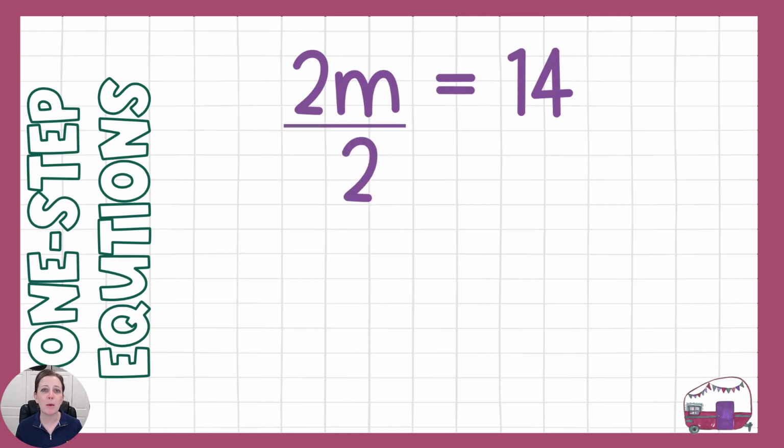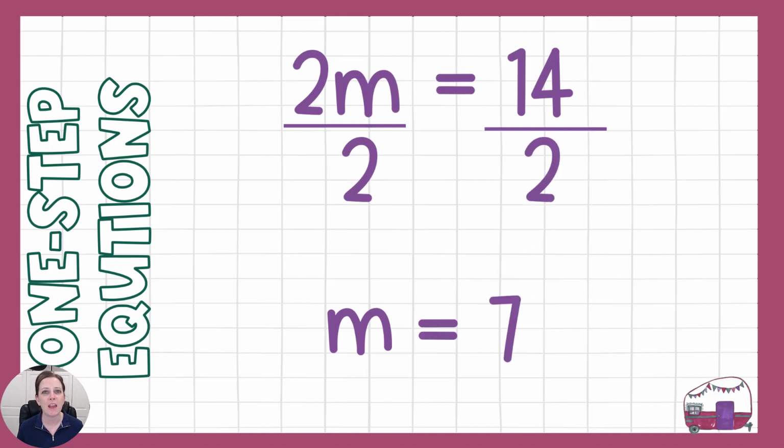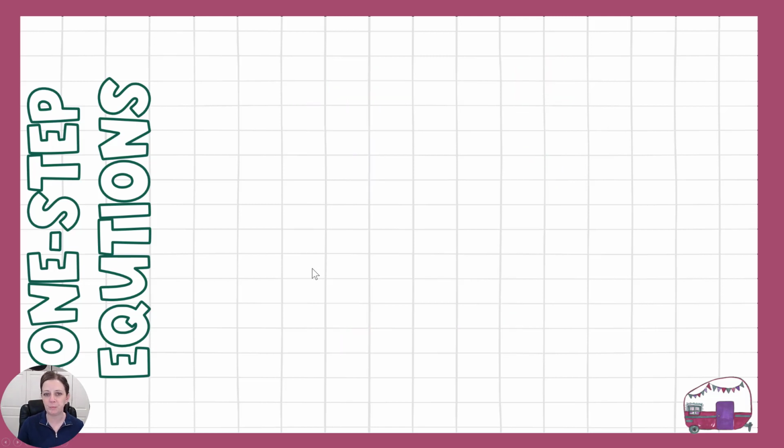So I have 2m. If I divide that by 2, that gives me 1m, which is exactly what I want because remember, we're trying to isolate that variable or get it all by itself. But now things aren't the same, you guessed it, and so we're going to go to the other side of our equal sign and do the same. 14 divided by 2 is 7. So m is 7. I can plug that back in. 2 times m, or 2 times 7, does in fact equal 14.